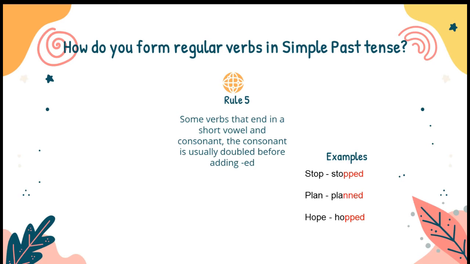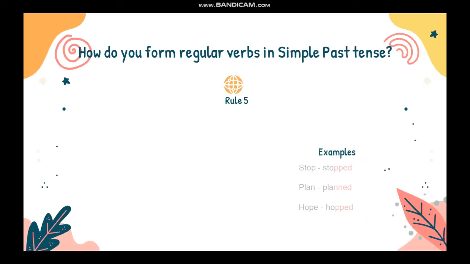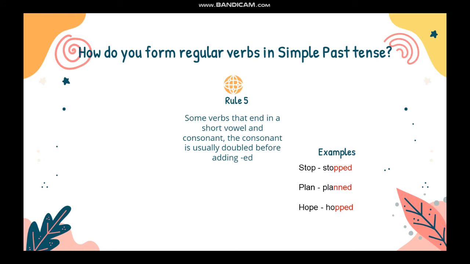Okay, do you understand the rule number 1 until number 5 so far? If you are confused or if you have question or doubt about the rule number 1 until the rule number 5, please feel free to repeat and replay the video again. Okay, we have been talking about regular verbs a lot. Now, let's come to irregular verbs.